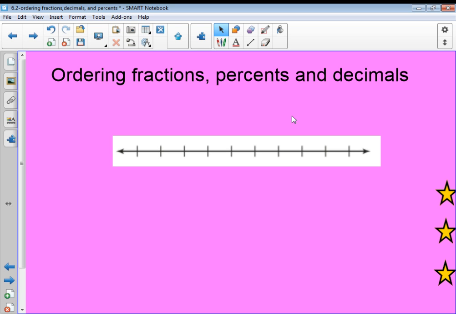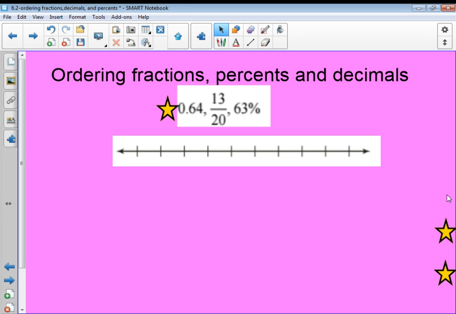All right, so this one is ordering fractions, percents, and decimals. So we just were doing comparing them, which we like to put them into decimal form. This one is ordering. So I already have my timeline up. So I will take out my first example.